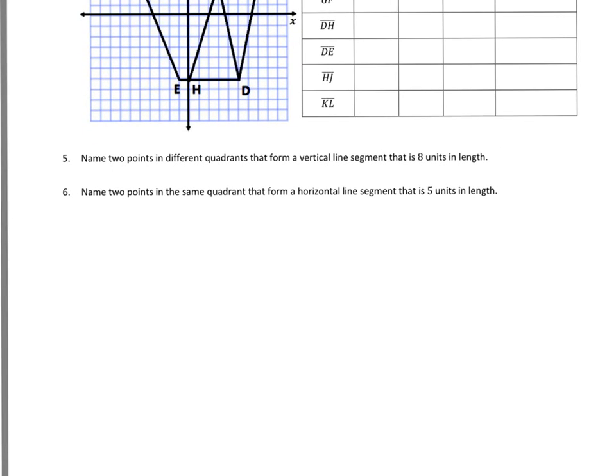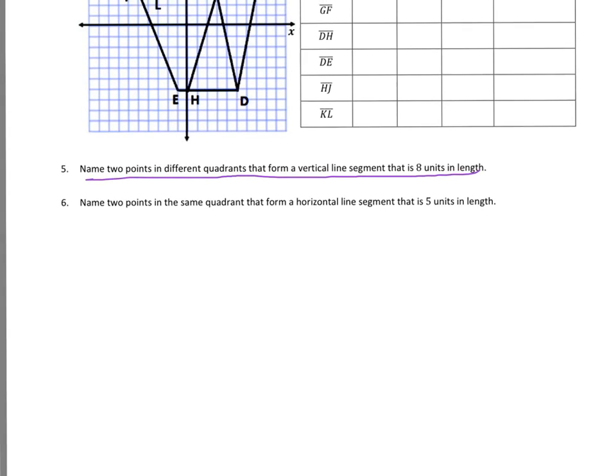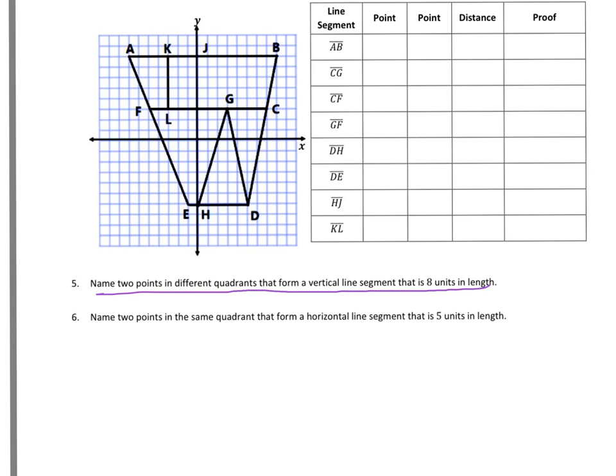Now let's take a look at 5 and 6. 5 says name 2 points in different quadrants that form a vertical line segment that is 8 units in length. So I'm going to model this on the coordinate plane we have above using purple. So we have to do a vertical line segment that is 8 units, and it has to be in different quadrants. So I know that they're going to share the same x coordinate, meaning the first coordinate. So I'm going to pick 2.